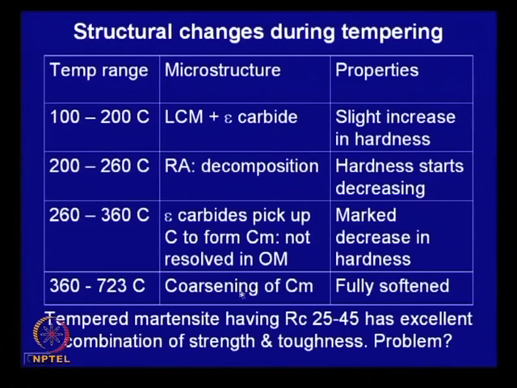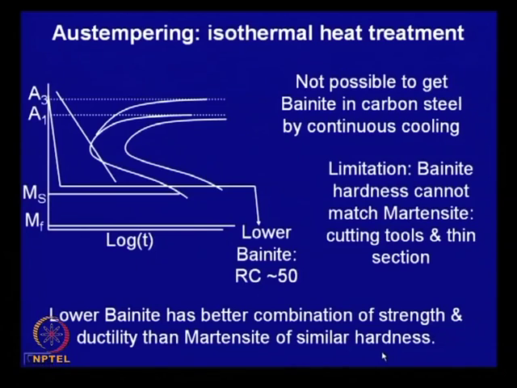Whereas, above this temperature, the cementite coarsens, and this is when the structure will be clearly visible, resolvable under an optical microscope. So, this is the fully softened structure, and the extent of softening will be maximum as you approach the eutectoid temperature. And tempered martensite, having a hardness around this, has an excellent combination of strength and toughness. But then what is the problem of this? I think I will stop here today to overcome.